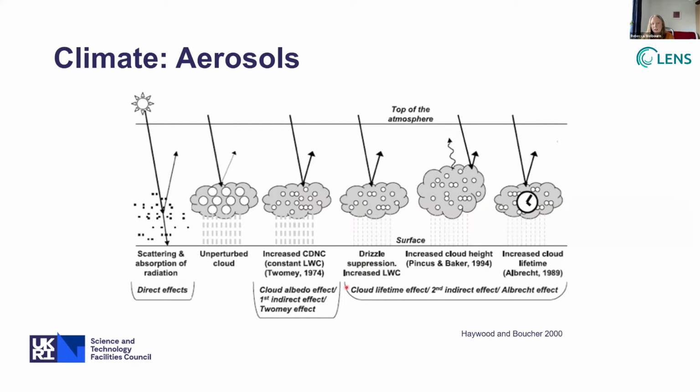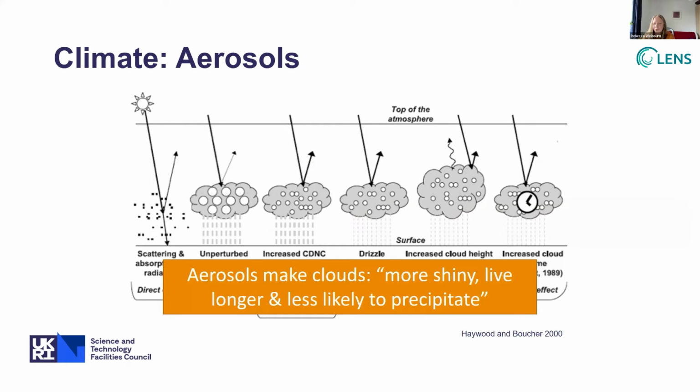In addition, these can change the precipitation we see, so it can suppress rain, and it can also change the lifetime of the clouds in the atmosphere. So in short, aerosols can make clouds more shiny, live longer, and less likely to precipitate. Now, this may not sound so bad until you start to think about flooding and droughts, and the idea of changing where rain is falling and when suddenly becomes a lot more important.